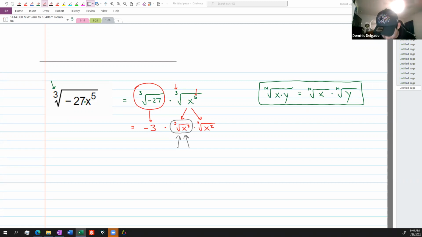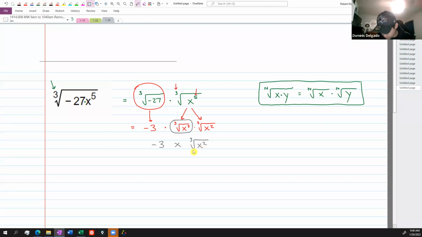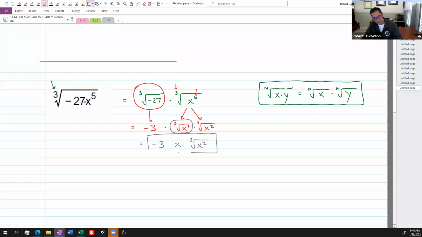Where's Dominic? It's just the x itself, correct? Just x, yeah, it's just x, exactly. So that's why I split this up into an x cubed and an x squared, so I could use that property to rewrite this as -3, just x. And then this one, there's nothing more I can do. So I'm just going to leave it like this, and this will be my answer.